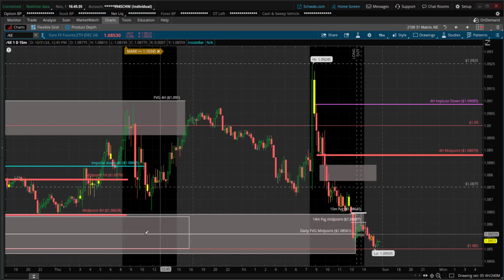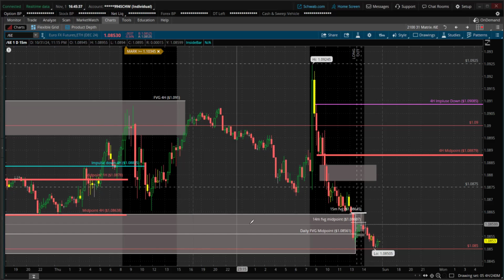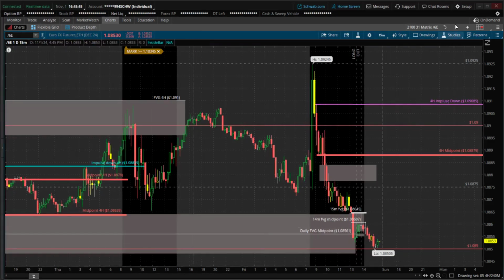So you see this big gray area? You're going to see that on the daily chart. I have that labeled. I've been sharing this for days with my Patreon members. I was thinking it's going to pull back here, potential trade idea.